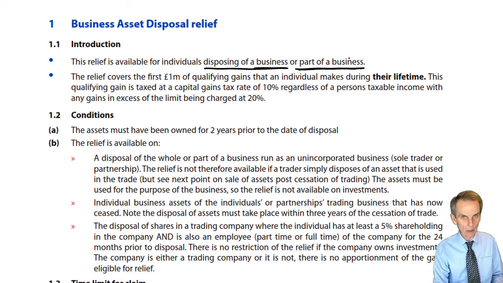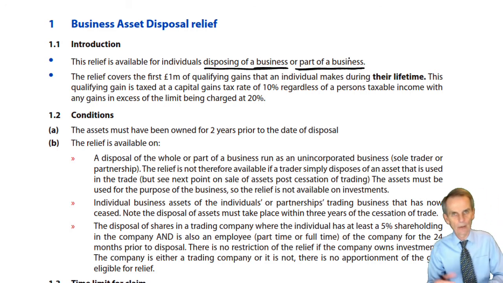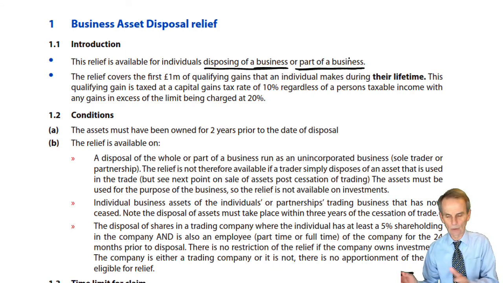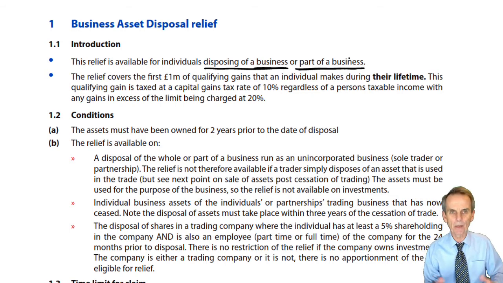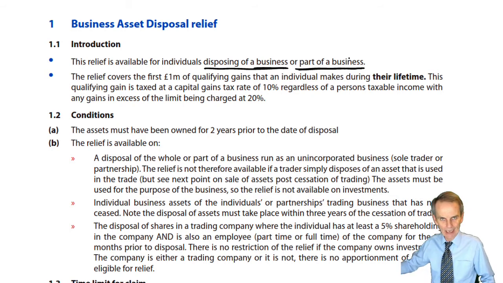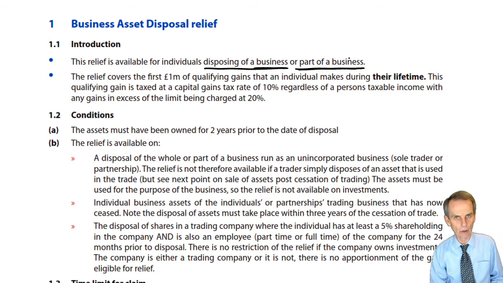So that would include the sole trader, the partner, but also in terms of the business being sold. It cannot be just an asset used within the trade. It must be an identifiable separate part of the business, something that can operate in its own right as a business. Just selling off an asset used in the business is not sufficient.